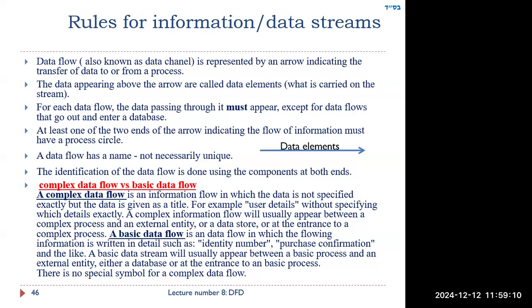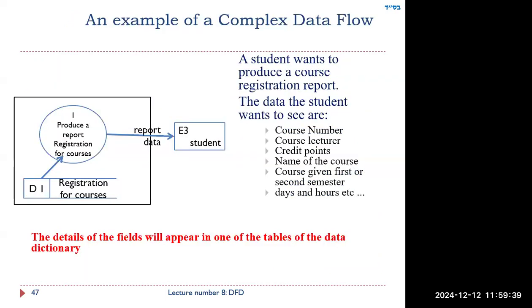There is no specific symbol for a complex data flow. In other words, by reading the words, you can tell that it's complex because it says information. I always give my students a hard time when they make their DFDs. In general, I don't like these complex data flows. I like to see what the data is. But in DFD 0, I'll have to accept them, because they'll be explained later. Here's a complex data flow, report data, right? Report data, I don't know what the data is, so it's complex.